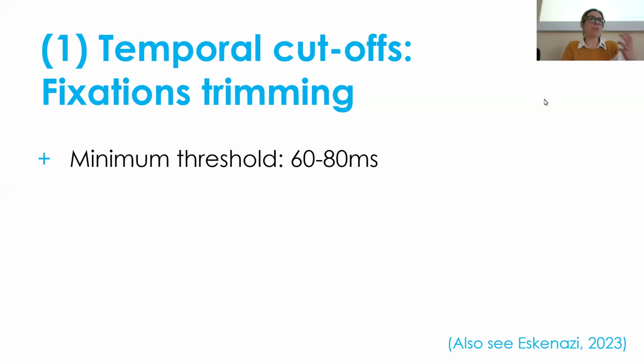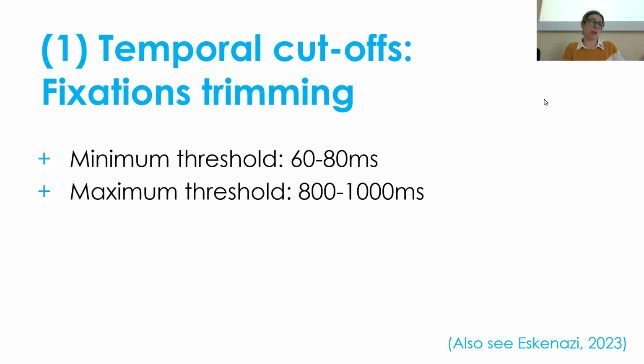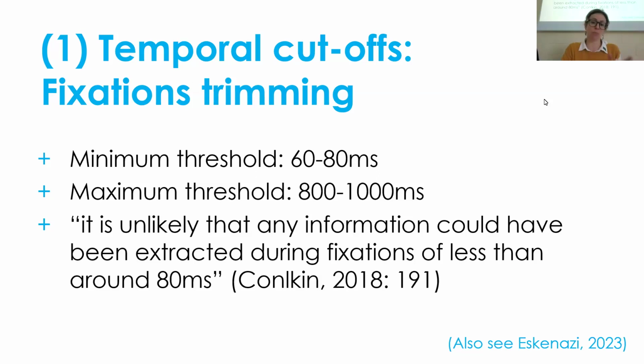So this basically means trimming fixations. We typically exclude anything that is below 60 to 80 milliseconds, and we also typically exclude anything that is above 800 or 1000 milliseconds. The rationale for doing that is that, at least for the minimum threshold, it is unlikely that any meaningful information can be extracted from these very, very brief fixations, right? As for the maximum threshold, I think it's a little bit less obvious.